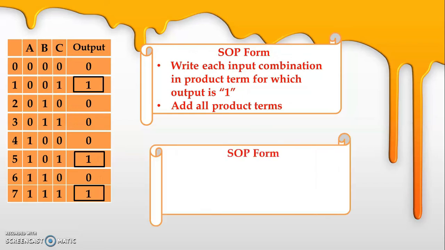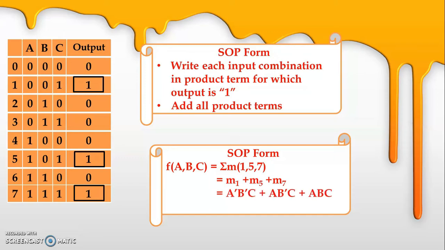Now if we write the SOP form, then f of ABC can be written as sigma M, where sigma is SOP and M is minterm, 1, 5 and 7. The meaning is that for decimal equivalents 1, 5 and 7, the output is high or 1. We can write it as M1 plus M5 plus M7.